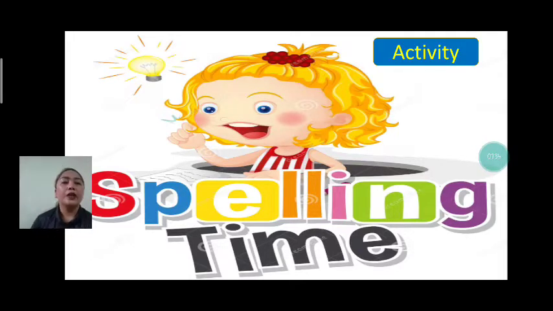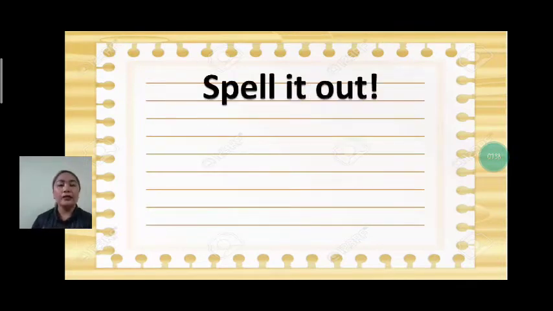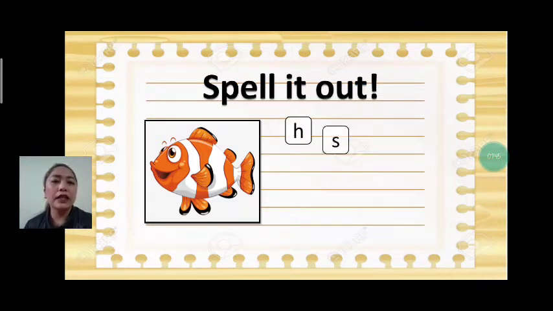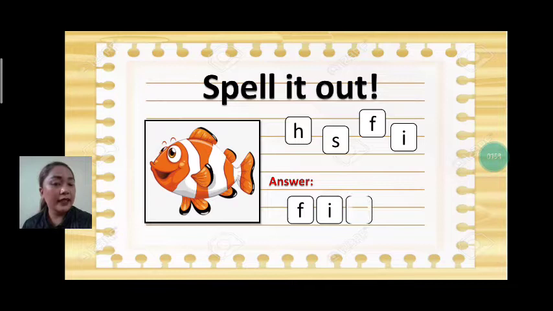Okay, we call it spelling time. You are going to spell it out. Our first vocabulary is, the letters are H, S, F, and I. Okay, now let's spell it out. Everybody, let's answer. Can we spell it together? F, I, S, H. What sea animal is it? It's a fish. Good job.